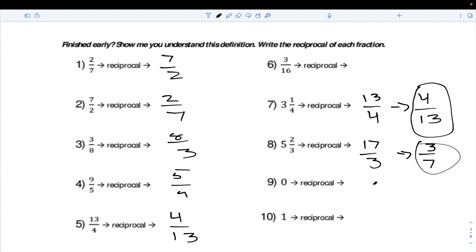0's reciprocal is not 1 over 0. The reciprocal for 0 is just 0. You cannot make reciprocal of 0 at all. The reciprocal of 1 would just be 1 over 1 or 1 as well. Those are kind of tricky.